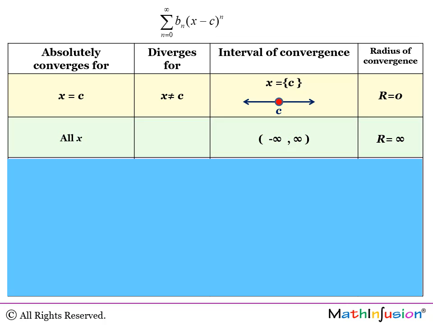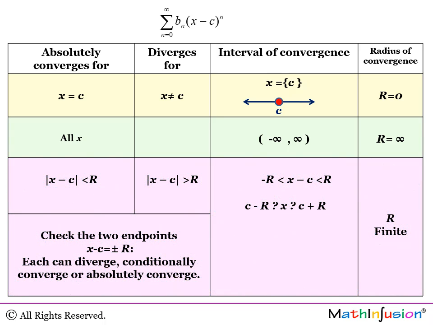The other extreme is that the series absolutely converges for all values of x. In this case, we should include in the interval all real numbers, so we will get negative infinity to infinity, and the radius is infinity.